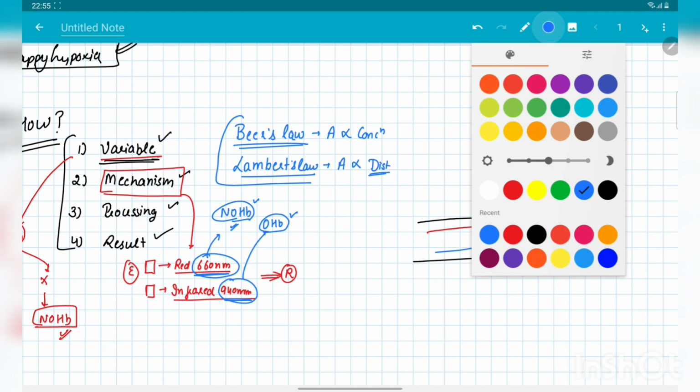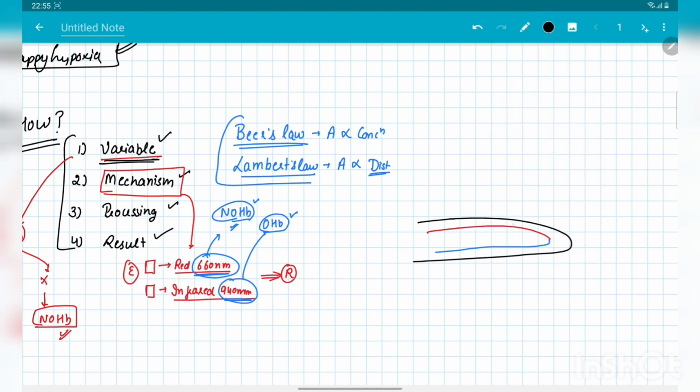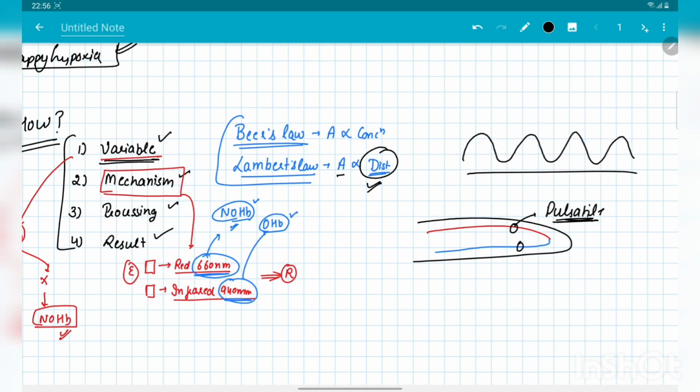So yes, there is a very good explanation for that also, because as you know, this arterial circulation is pulsatile and this venous circulation is basically non-pulsatile. So according to this Lambert's law, this absorption is directly proportional to the distance. Due to the pulsatile nature of blood here, the waveform that we get is like this, and due to the non-pulsatile nature we get a flat kind of waveform.